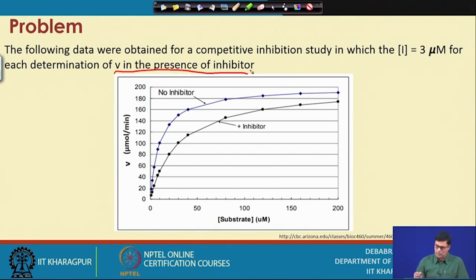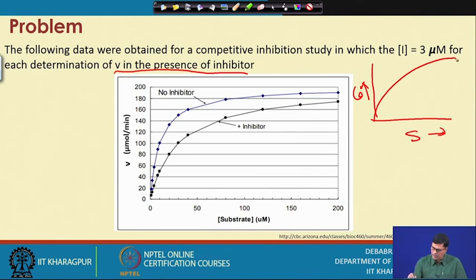Now, here I want to tell you a very interesting thing that we already discussed. In case of a competitive inhibitor, what I told you is that this is V and this is substrate, am I right? And this is the no inhibition. When there is no inhibition, then we have this plot. Now, in case of competitive inhibition, this will be like this. So, at infinite substrate concentration, it will become Vmax. This is equal to Vmax.